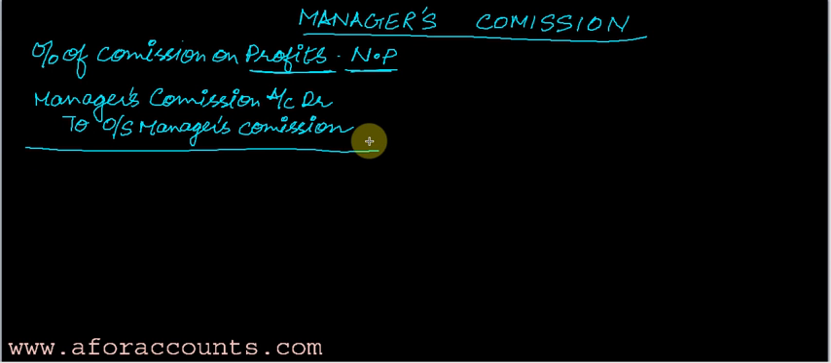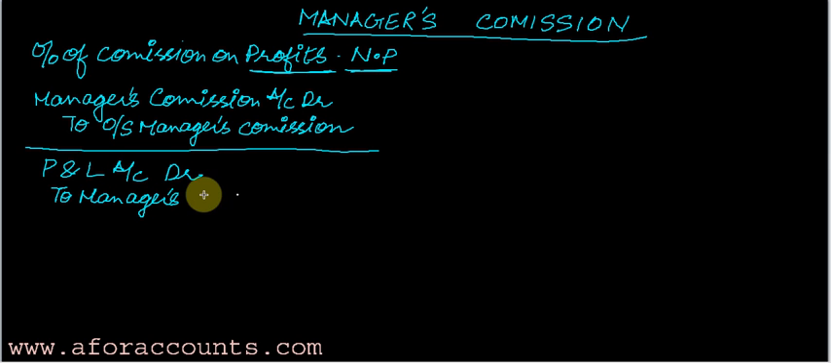Okay, the first entry being the commission payable to the manager, and when I transfer this to the P&L account, what will be my entry? Profit and loss account debit. My expense is increasing. Profit and loss account debit to manager's commission. See, the ultimate effect will be manager's commission debit, manager's commission credit. You can cancel these, and the effect will be on my profit and loss.